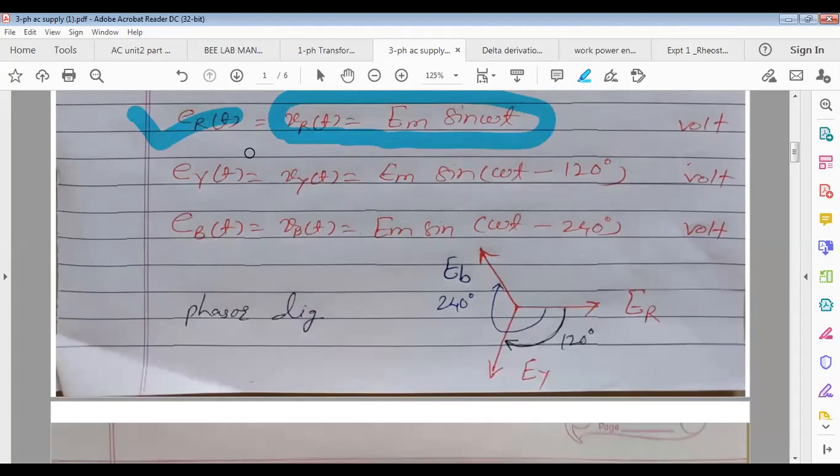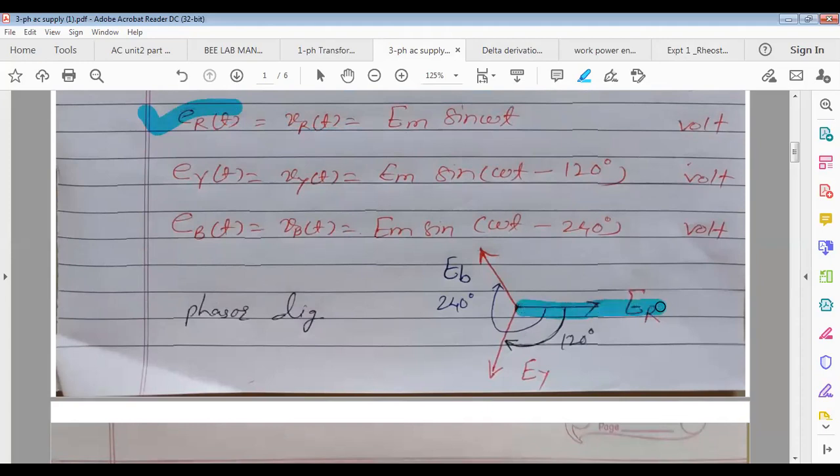Em sin omega t. It will be along which axis? X-axis. The positive real axis, that is the x-axis, ER, and its magnitude will be equal to how much? Peak value or instantaneous or RMS or average? RMS value. In a phasor diagram, whatever the magnitude is, it equals the RMS value. Now, if the peak of all these 3 waveforms is the same, then what about their RMS value? It will also be the same. So all of you can see here ER, EY and EB, their magnitude is the same.